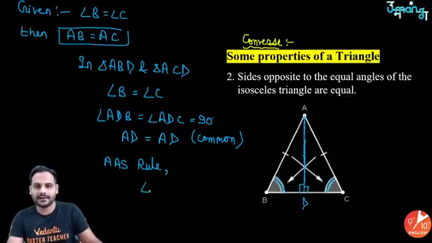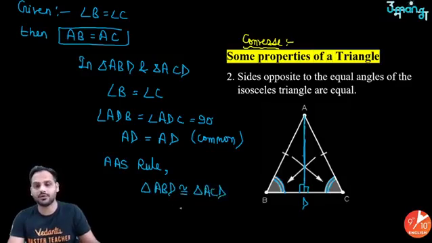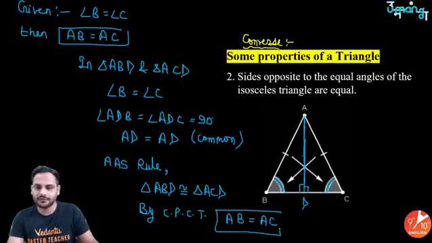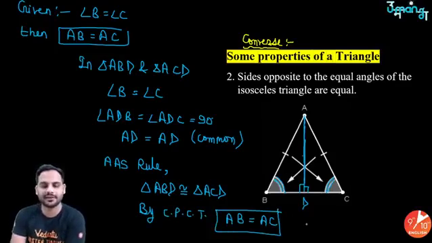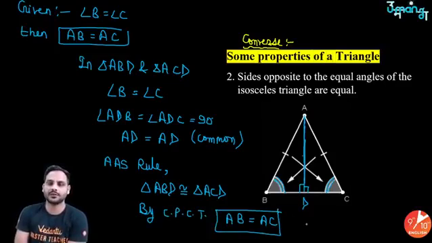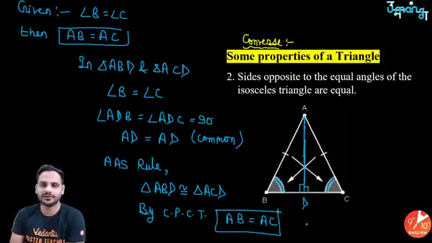side rule. I can say triangle ABD is congruent to triangle ACD, and if they are congruent, I can clearly say by CPCT that AB is equal to AC. So these are your two important properties, right? So they will be equal.